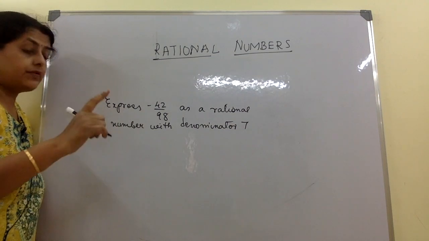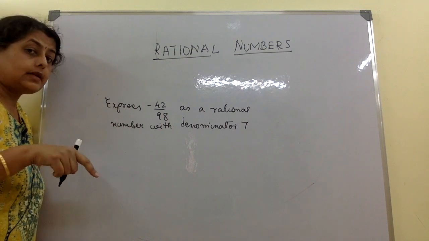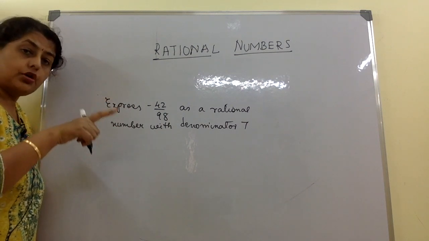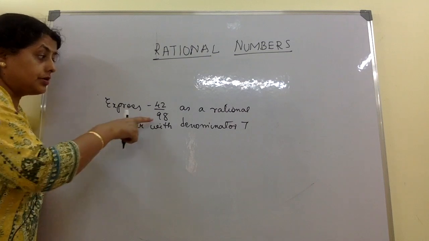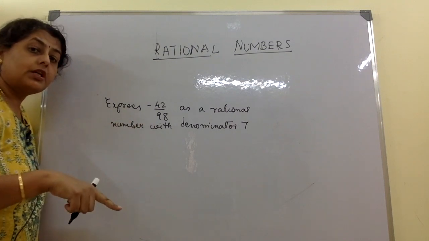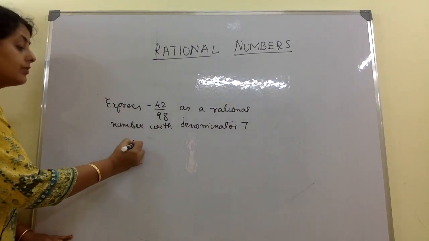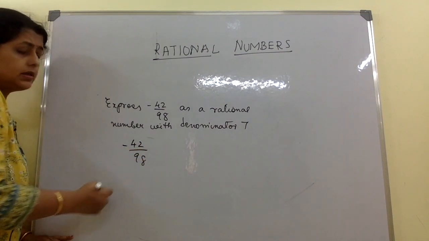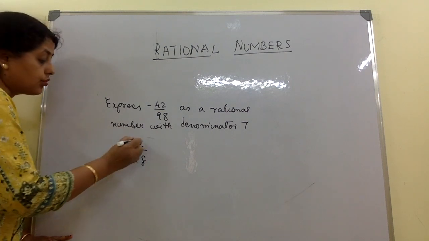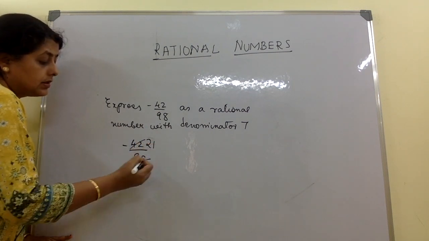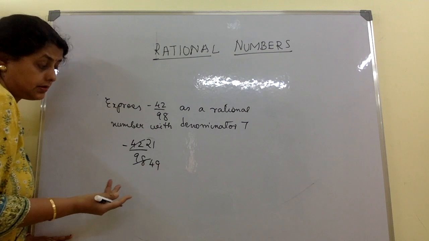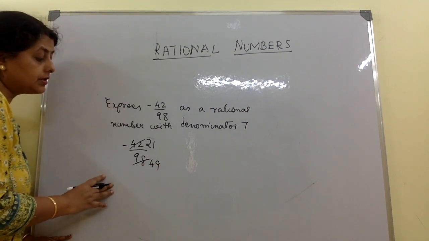Okay, write minus 42 by 98 as a rational number with denominator 7. Now here it is 98. We want denominator 7. Let's see what we can do. So, minus 42 by 98. Let me cancel it by a 2. 21, this is 49, right? Okay.